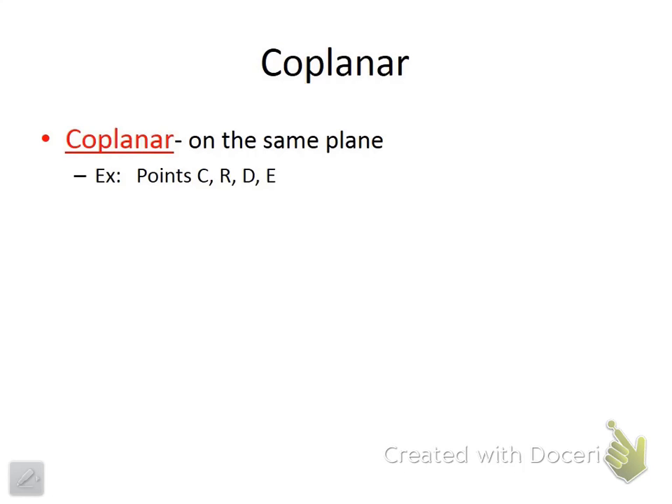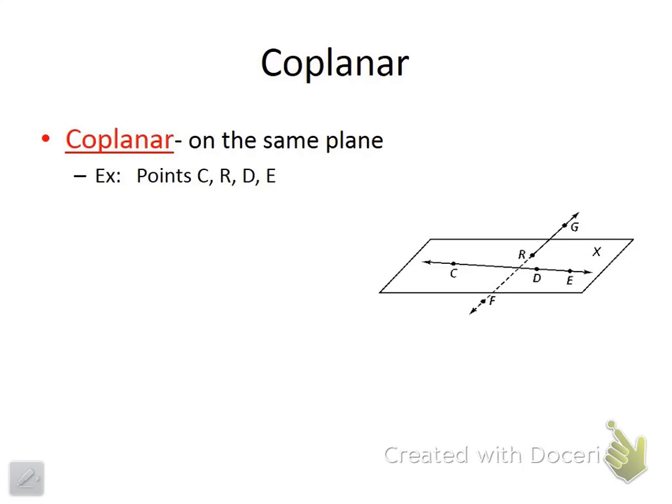Okay, coplanar. It is on the same plane. So, back to this example, all of these points that sit on this plane, so again, my plane is this plane X, so it is that flat surface. So C, R, D, and E all sit on that plane. You can see that they're lying on that plane. G does not sit on that plane because it's not sitting on that flat surface, and F, as well, does not sit on that surface, so they are not coplanar. They do not coexist on the same plane.